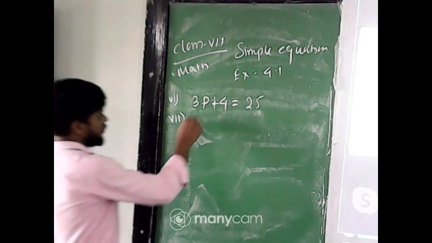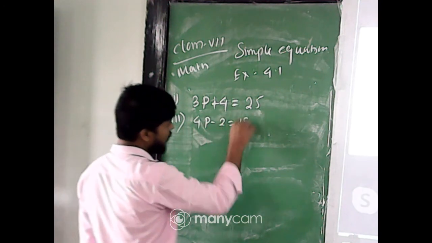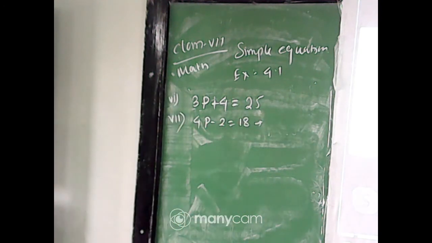Now the 7th. 4p minus 2 is equal to 18. Yes, 2 subtracted from 4p is 18. Yes, correct. 2 subtracted from 4 times of p. Hasibul and Antik, right? 2 subtracted from 4 times of p is 18. Or 4 times of p minus 2 equal to 18. Yes, Tanisha, correct. 4 times of p minus 2 is 18.